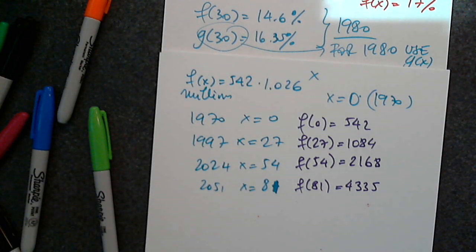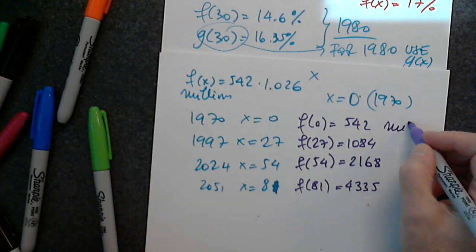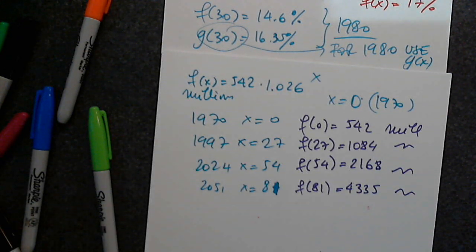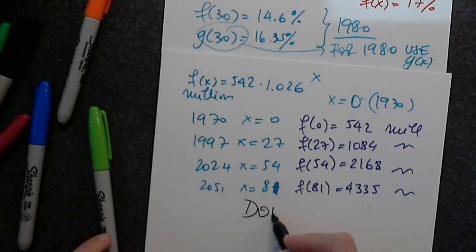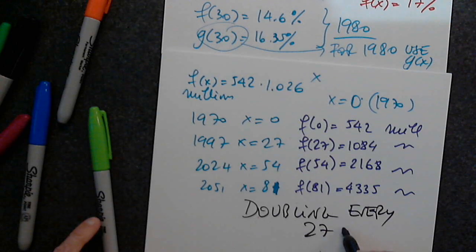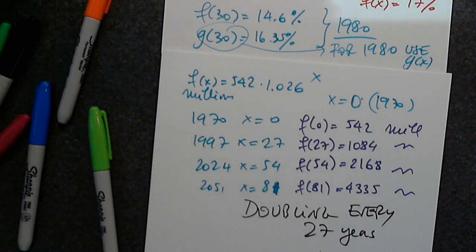Okay, what do we conclude? So this is in millions. There is a question here. What appears to be happening to the country's population every 27 years? Doubling, very good. Doubling every 27 years. Very good. Well done. Thank you.